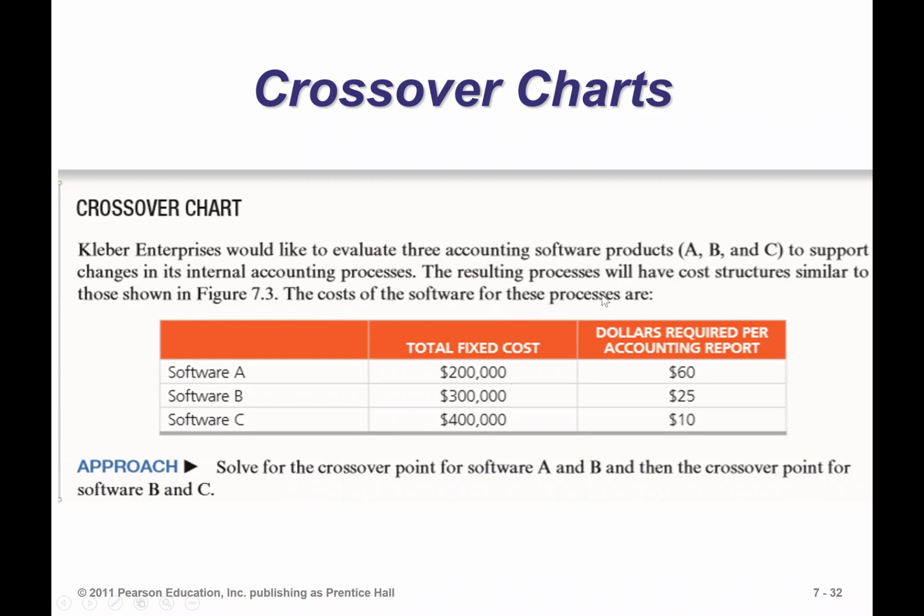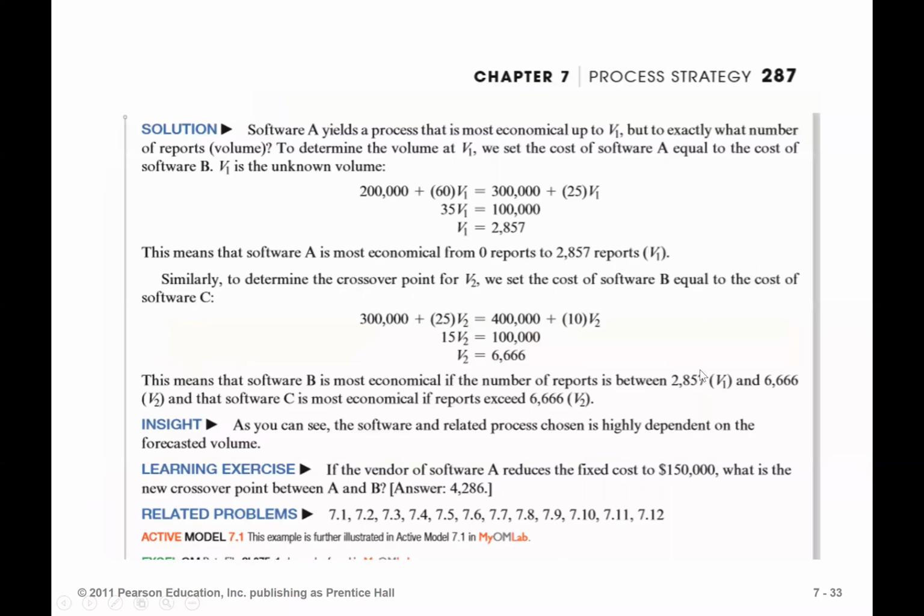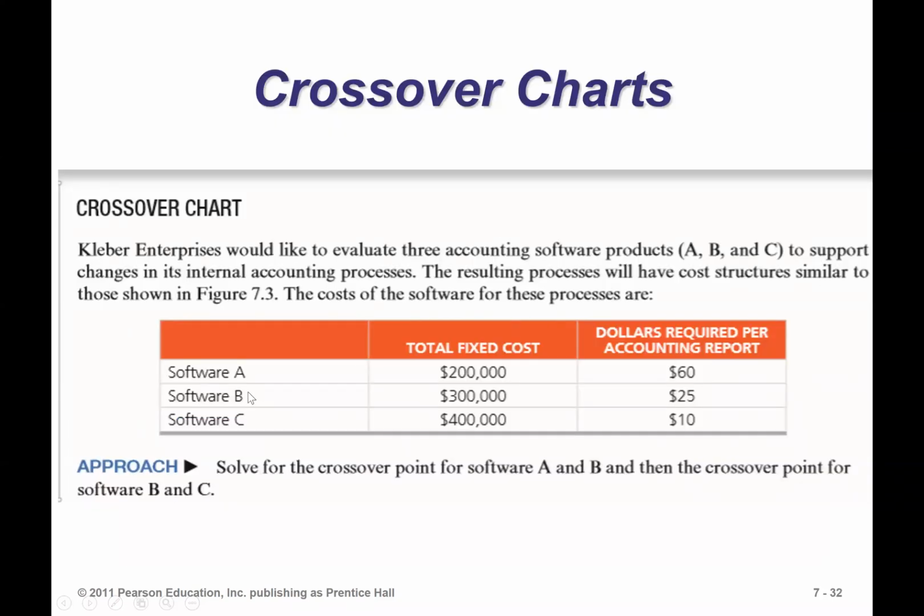So the cost of the software for these processes are, so software A has a total fixed cost of 200,000. The dollars required per accounting report is $60. Software B. And when you say per accounting report, you know you're talking about variable cost here, right? The software B total fixed cost is 300,000, and the dollar required per accounting report is $25. See, it's getting less because you've spent money on your equipment, which is your fixed cost. So the cost per unit is now less.